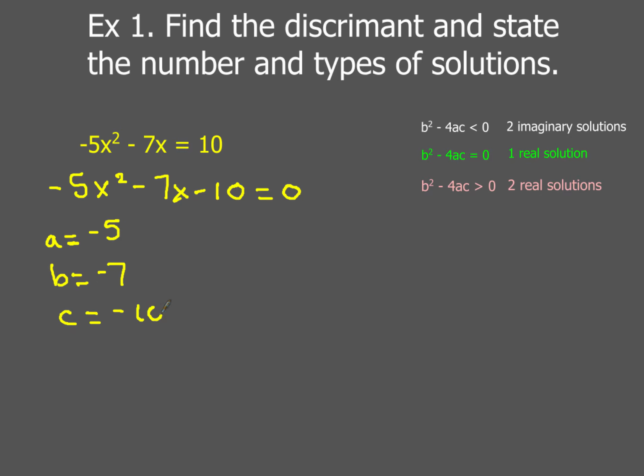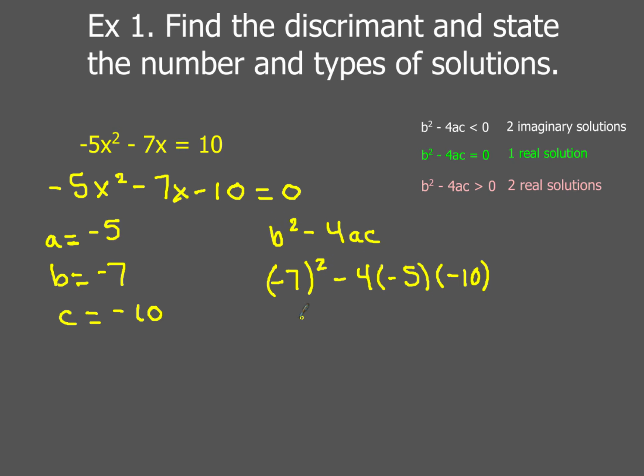So once you identify those three letters, a, b, and c, after you've put your equation in standard form, then you're just going to plug it into the formula b squared minus 4ac. So when you substitute b in, b is negative 7. Now be careful here, make sure you put that in parentheses because that's being squared. And then minus 4 times the a value, negative 5, and the c value, negative 10. Those three values, negative 4, negative 5, negative 10, are going to be the 4ac piece.